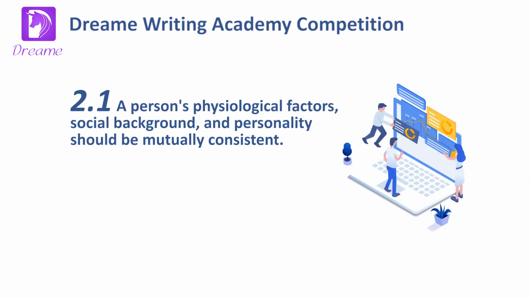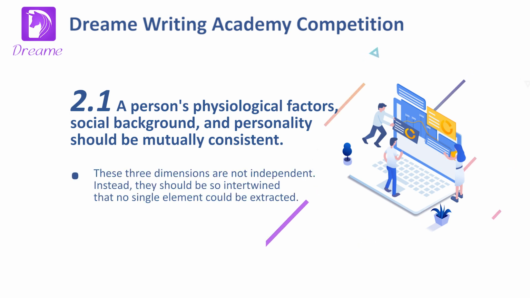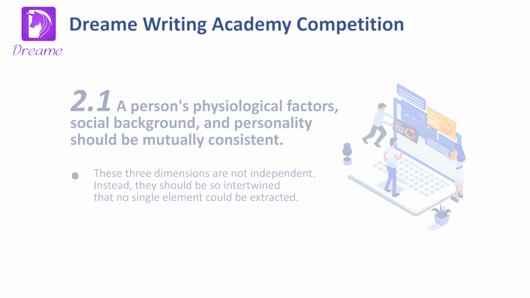2.1. A person's physiological factors, social background, and personality should be mutually consistent. These 3 dimensions are not independent. Instead, they should be so intertwined that no single element could be extracted.